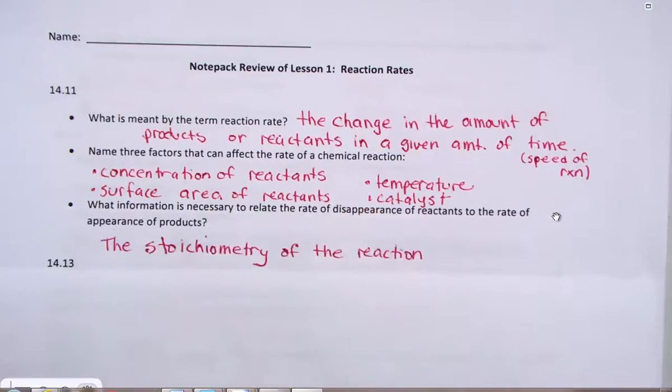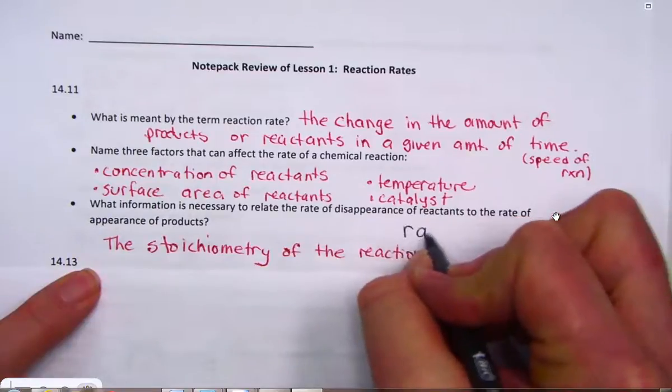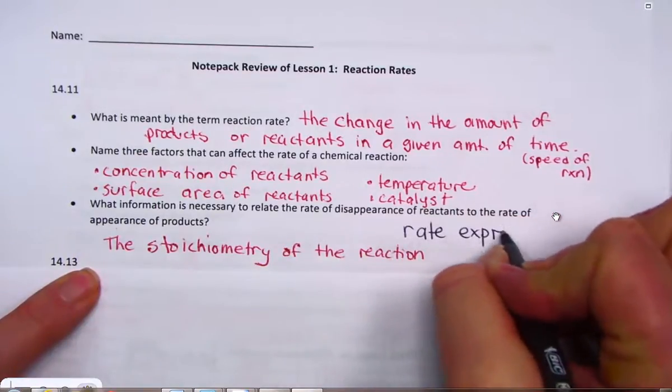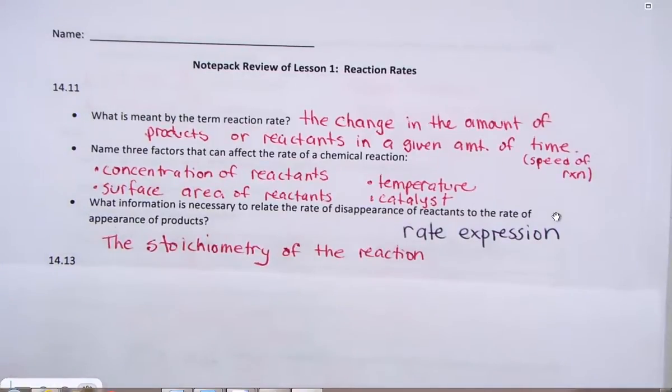In the last part of your chapter, question 11, what information is necessary to relate the rate of disappearance of reactants to the rate of appearance of products? And know that this was called a rate expression. We need to know the stoichiometry of the reaction. This is where we take the change in concentration over the change in time. We place the stoichiometry, those coefficients, as a fraction, putting a negative sign for the reactants and a positive sign for products. And we'll be writing some of those, and I'll bring up the term rate expression that will come up in just a next question or so.